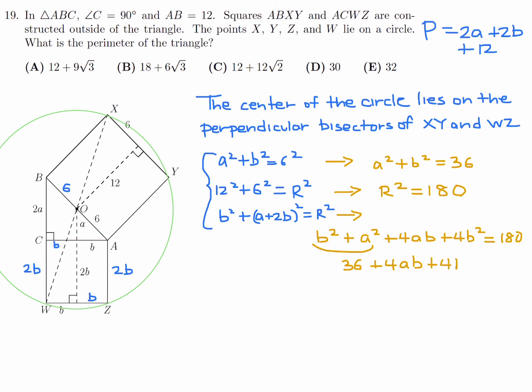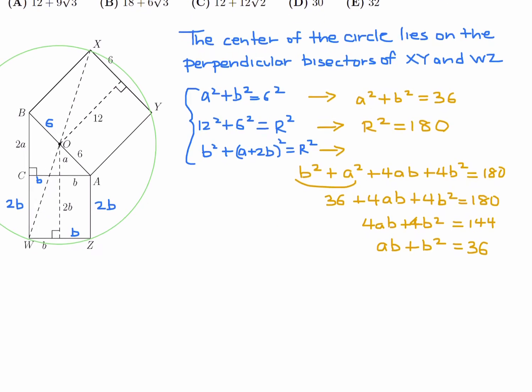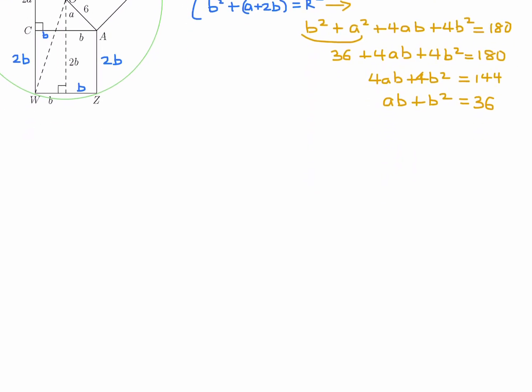And then I can put everything on one side. 4AB plus 4B squared is equal to 144, and then I can divide through by 4 to get AB plus B squared is equal to 36. Let's move this up here. Now I can isolate for A. A will be 36 minus B squared over B. Okay. Now I can substitute it back into my A squared plus B squared equals 36 formula.